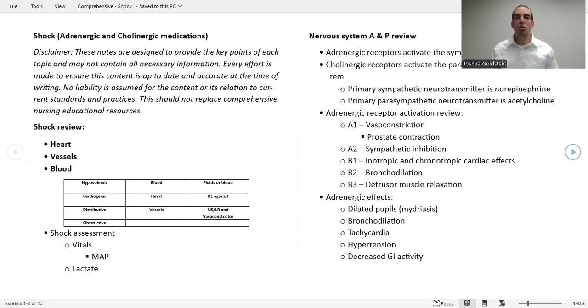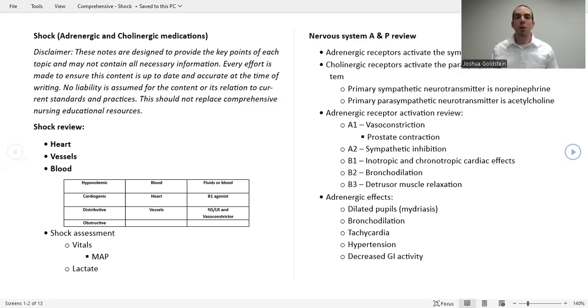Next, we have our distributive shock. Distributive shock is where the vessels are way too big. Over here, we have two treatment options. We can fill up the vessels because, again, the vessels got way too big, so let's picture it as half empty. So I could top it off. I could give the patient fluid. The other option is I can vasoconstrict the vessels and make them smaller.